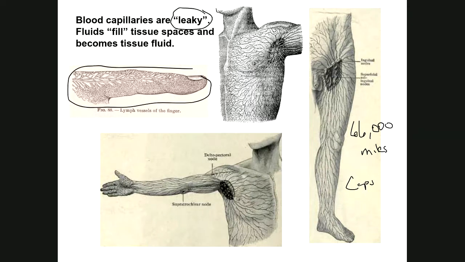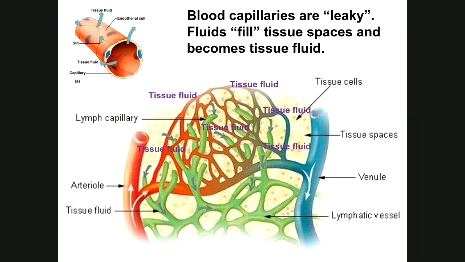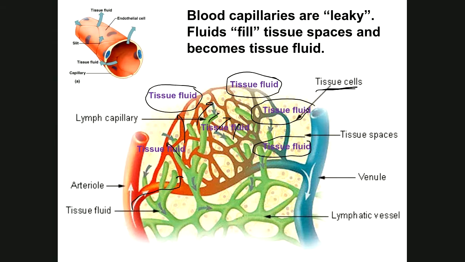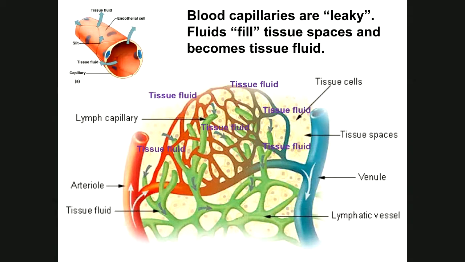So what happens is as fluid moves through these capillaries, the pressure causes fluid to leak out. And that fluid winds up in the tissues themselves. It becomes tissue fluid. Well, the more fluid that leaks out, the more tissue fluid there is. And it's going to fill up all the little spaces between the cells. All of these little tissue spaces are going to get full. If we didn't have some way to recover this fluid, the tissue would swell. So the tissue, as it filled up with fluid, would get bigger and bigger.